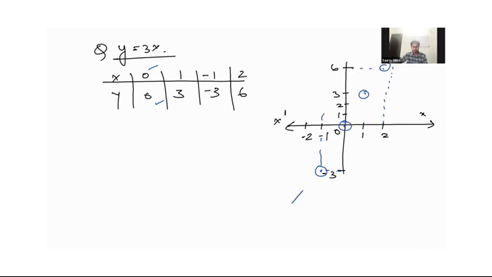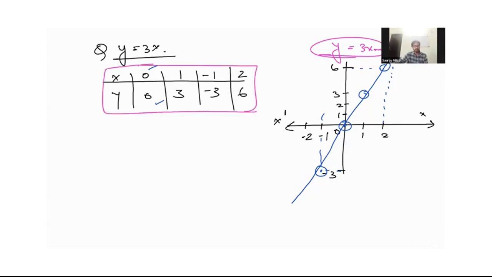So now if we join all the coordinates like this, we will see a straight line passing through the origin, and this is your graph of y equals 3x. So in this way we can form a graph by assuming the values of one variable. Since there are two variables, you can assume only one variable, substitute the values, and you will easily get the values of the other variable.